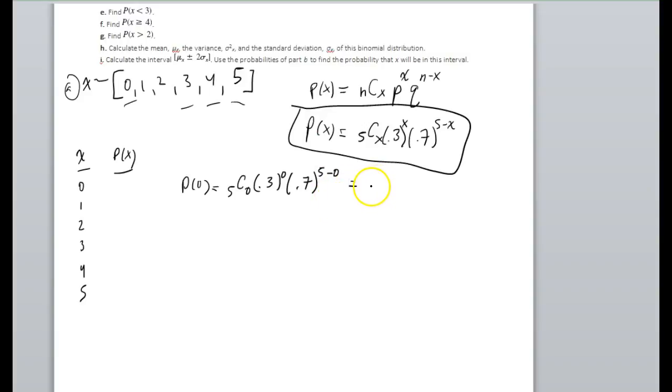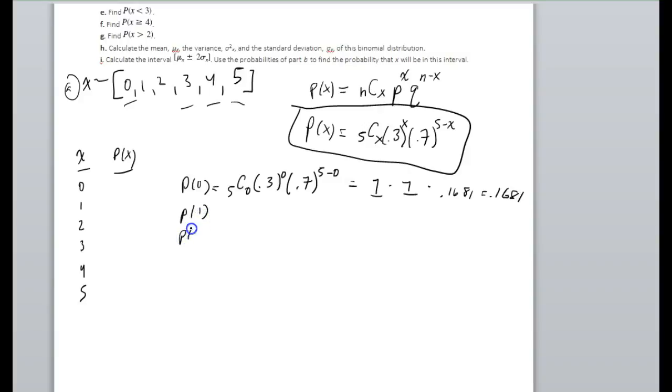And 5 choose 0, so here's a rule that you should know. Anything choose 0, there's only going to be one way to do it. So that's going to be 1 times 0.3 to the 0th. Anything to the 0th is actually equal to 1 as well. So 1 times 1, and then 0.7 to the 5th. If we calculate 0.7 to the 5th, we get 0.1681. So then the whole thing is just equal to 0.1681.